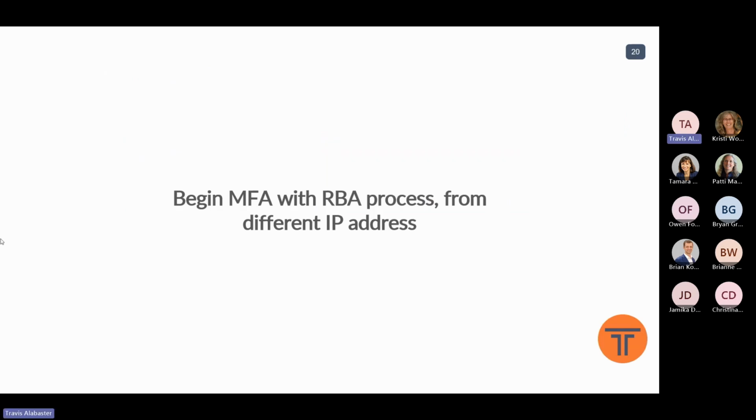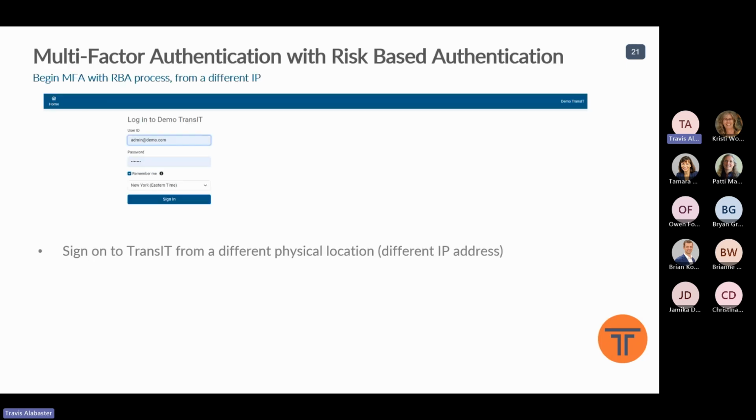We then move to the next workflow, which is begin MFA with RBA process from a different IP address. So this is an example that if you're at work and you wanted to do some work at home or over the weekend, you would have a different IP address. You would log into TransIT the same way at a different physical location and a different IP address.